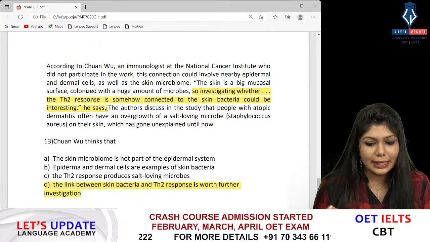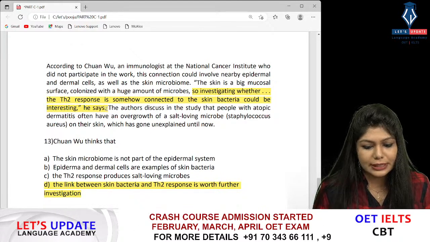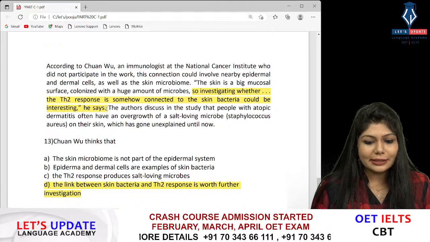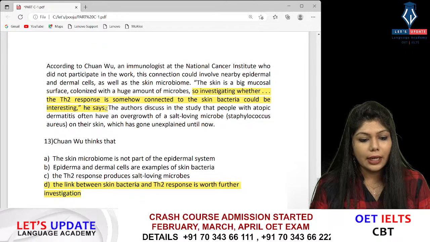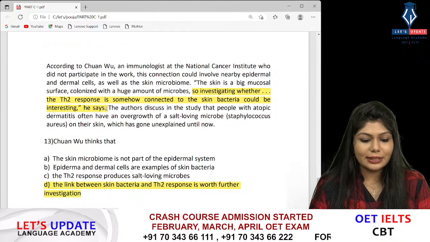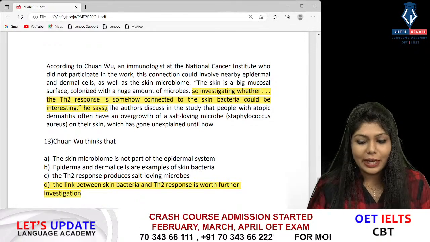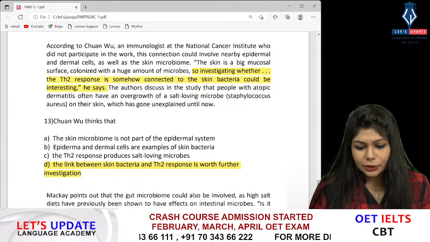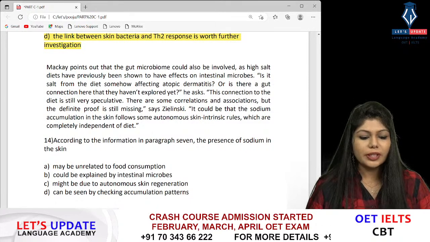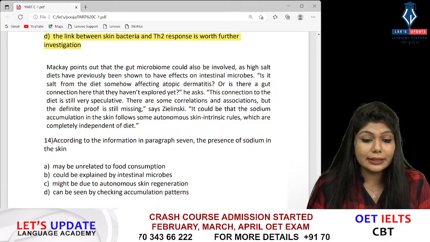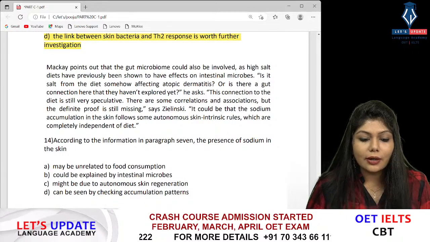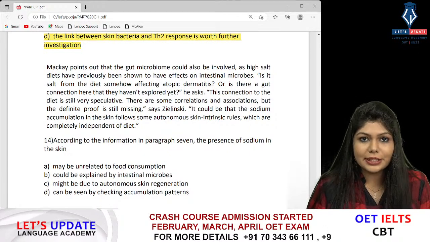The link between skin bacteria and Th2 response is worth further investigation, because they have said that it is interesting, that investigation of the Th2 response, as well as whether it's connected to skin bacteria. Okay, that is worth further investigation. That is why your answer is option D. Okay, so moving on to the last and final question. According to the information in paragraph 7, the presence of sodium in the skin. That is the question, and this is the paragraph. I'll give you a minute to read the paragraph, and then please feel free to give your choice of answers in the comment section.